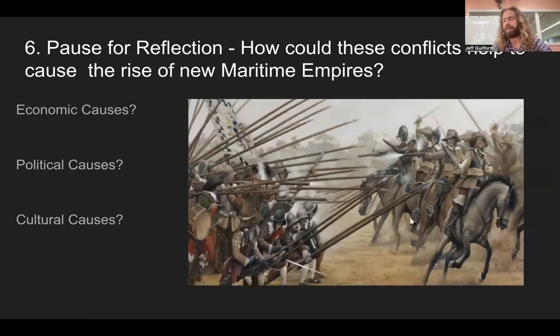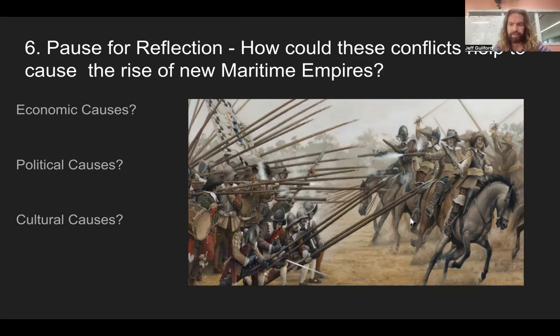So at this point, you might want to pause and think about how these conflicts might have led to the rise of new maritime empires. We'll go over this in class when I'm back, but think about how all of these wars might motivate different parts of Europe to try and expand colonially.